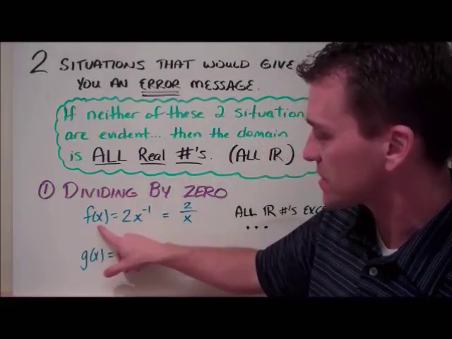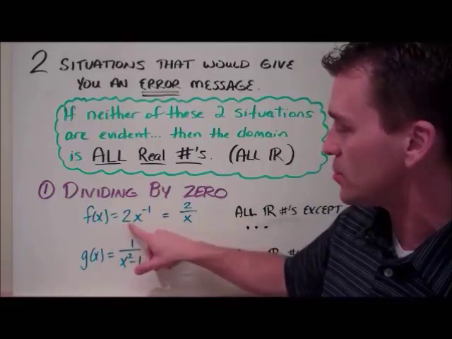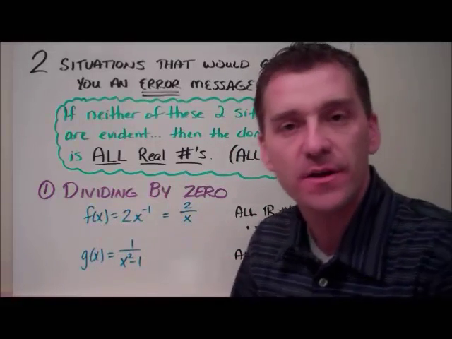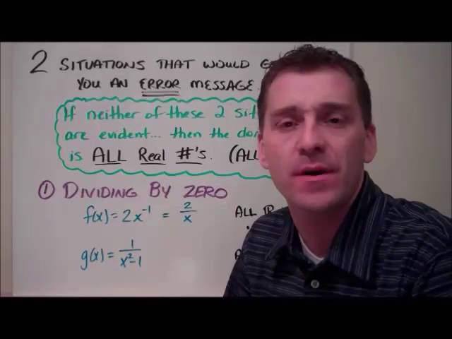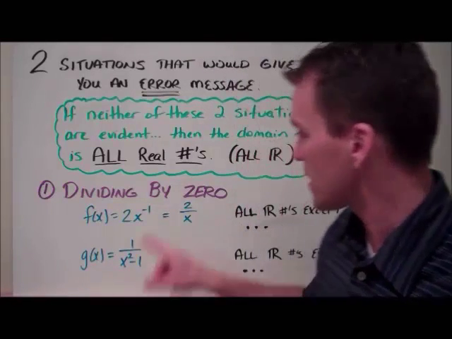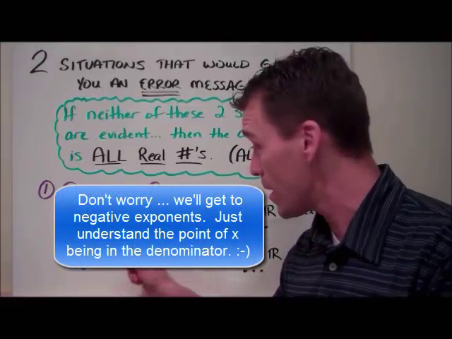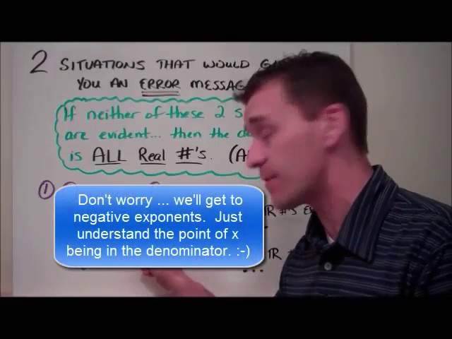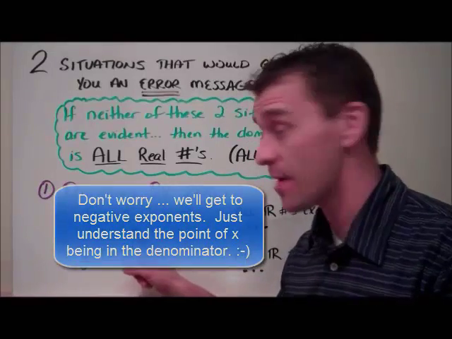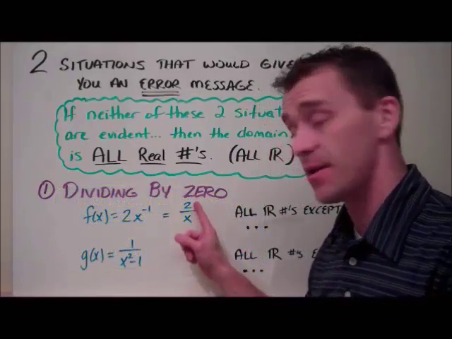If you notice this first example, this f of x function, I have 2x to the negative 1 power. You might look at that and say, well, that doesn't indicate to me anything divided by 0. Be careful, little ones, because a negative exponent means I must put that down here. And remember, the only thing that's being raised to the negative 1 power is just the x. That's why the x is down there and not the 2.